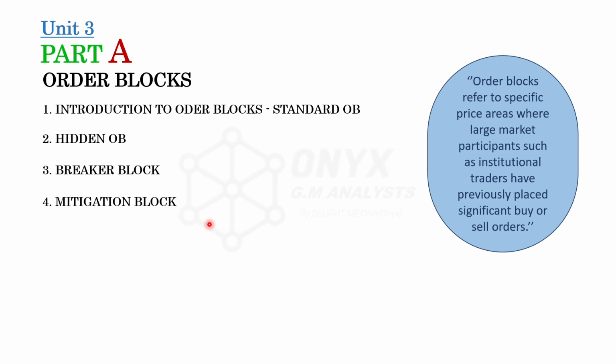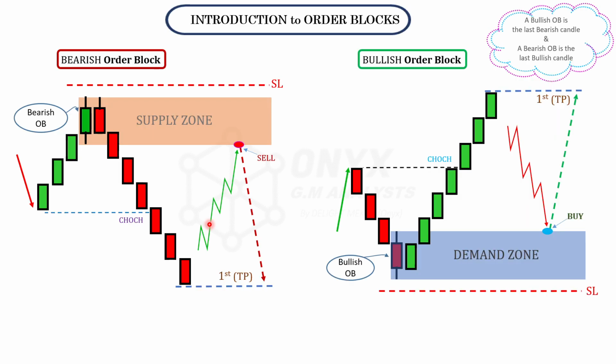Let me not waste any time, guys, and start explaining. Let's dive deep into it. Check this out. This is an introduction to order blocks. We have something written here: a bullish OB, which is order block, is the last bearish candle. That's not always the case, but that is what happens the majority of times. And a bearish order block is the last bullish candle.